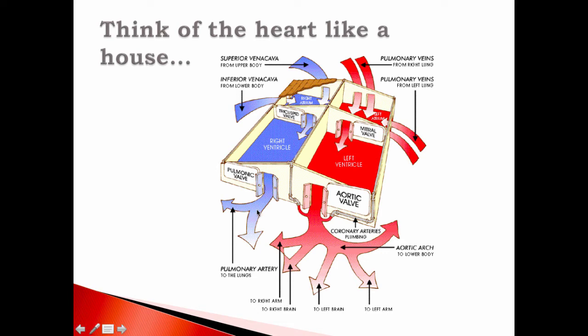So let's pretend that all this blood has gone to the lungs and it's picked up oxygen. Now it's going to make its way back to the heart. And this time it's going to enter into the left atrium. This door enters from the right lung. This door enters from the left lung.